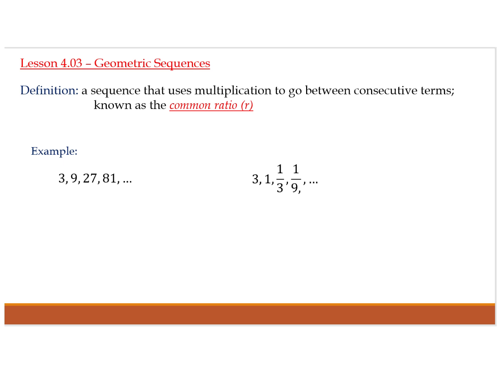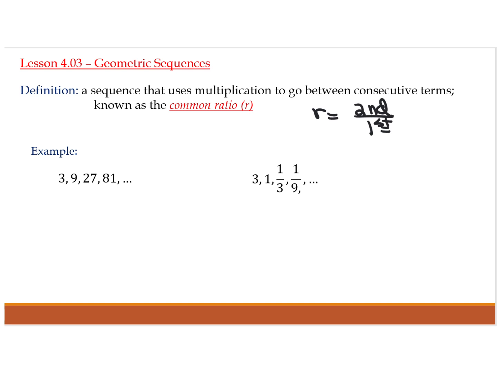All right, in this lesson 4.03, we're going to be looking at geometric sequences. And geometric sequences are similar to arithmetic, except you have a common ratio. And to find the common ratio, you are always going to take the second term divided by the first term. So in an arithmetic sequence, you're adding or subtracting. In a geometric sequence, you are going to be multiplying by a certain number.